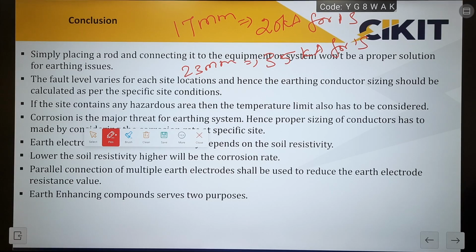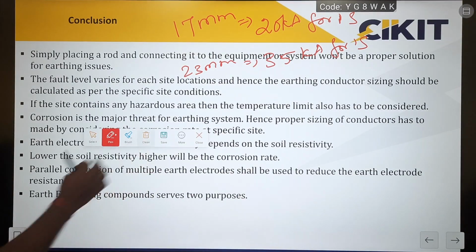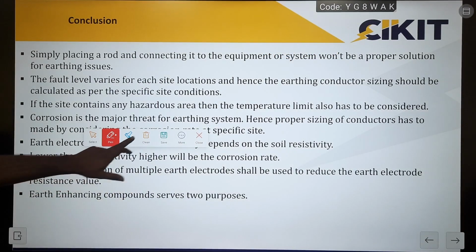In the same site conditions, if I am providing earthing for one equipment body, then I can go for this 17 mm dia. And if I am providing earthing for the transformer where the fault current is coming as 30 kA or 40 kA, then I cannot use the same 17 mm dia rod for the transformer neutral. It mainly depends upon the fault current rating at that particular location. So I cannot randomly provide the sizing of the earth electrode. Proper designing has to be done for selecting this conductor.